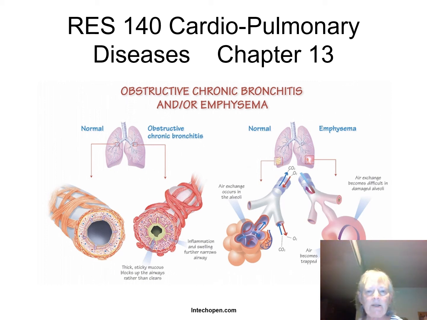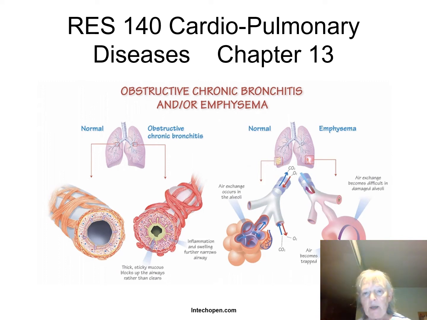Welcome to diseases. We're going to talk a little bit about the obstructive diseases. Remember, they go by the acronym CFC, BABE. We're also going to talk about some of the restrictive diseases and other things that can happen in your lungs. What we're going to start off with is basically the obstructive chronic bronchitis and/or emphysema. When we combine these, we call this chronic obstructive pulmonary disease.